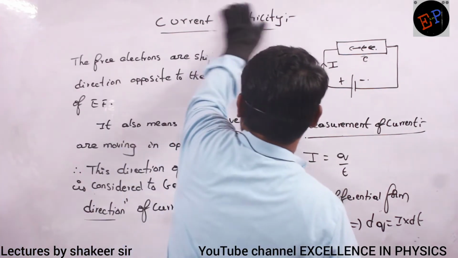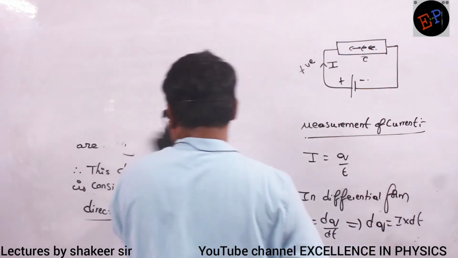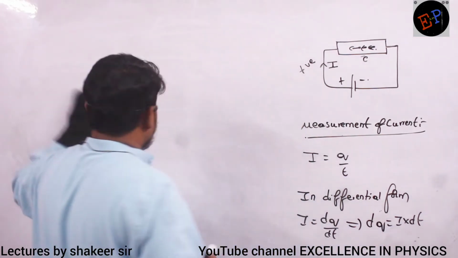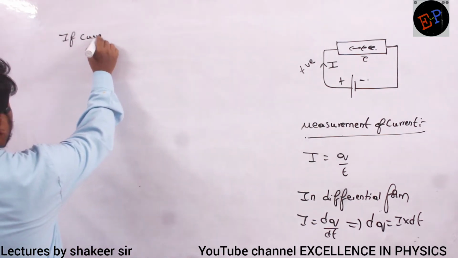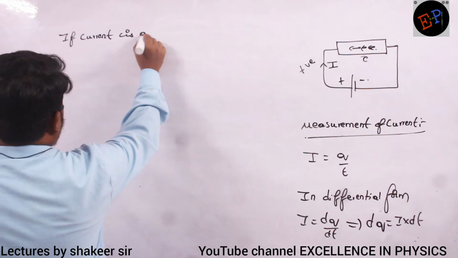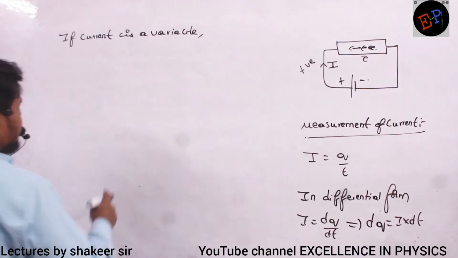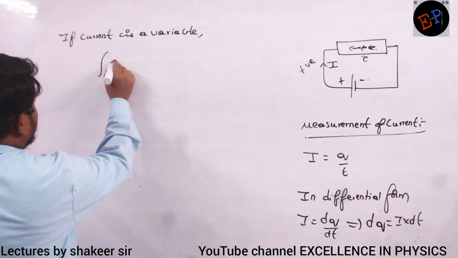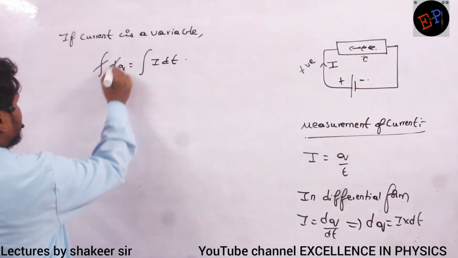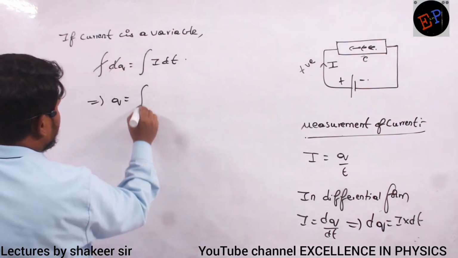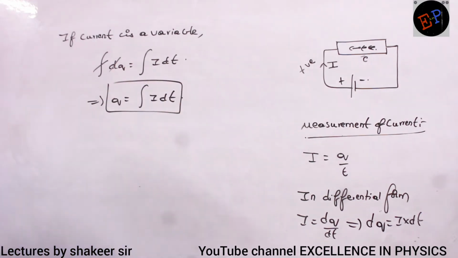If current is a constant, no problem, directly we can use these relations. But if current is a variable, it means the strength of current is changing continuously. Then in that condition, I can write integration of dq is equal to integration of I into dt. So integration and differentiation will get cancelled. So q is equal to integration of I into dt. So I can write like this also. Are you able to understand?